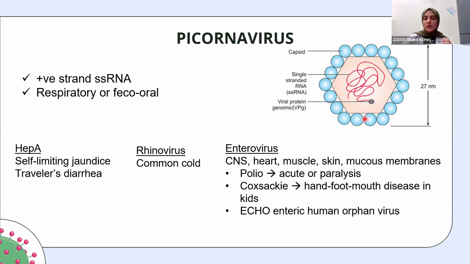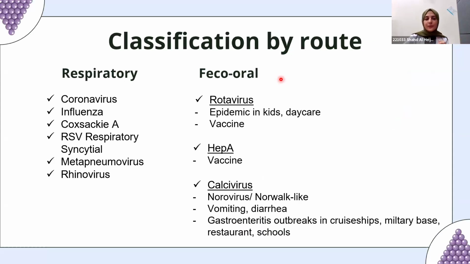Now we have enteroviruses, they can affect different organs. So it depends. For example, you have poliovirus. Poliovirus can affect the nervous system. So it can either cause an acute infection or cause paralysis. Coxsackie can cause something called hand-foot-mouth disease in kids. And you have echovirus. It isn't that significant, but echovirus stands for enteric human orphan virus. Those are specific examples of picornaviruses, which is the biggest family under RNA viruses, positive strand ssRNA.